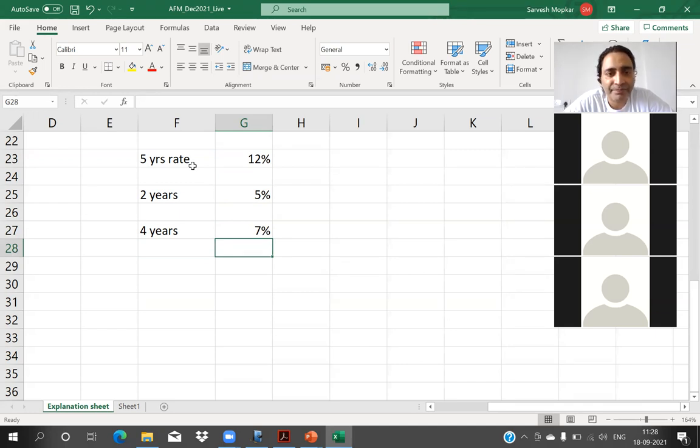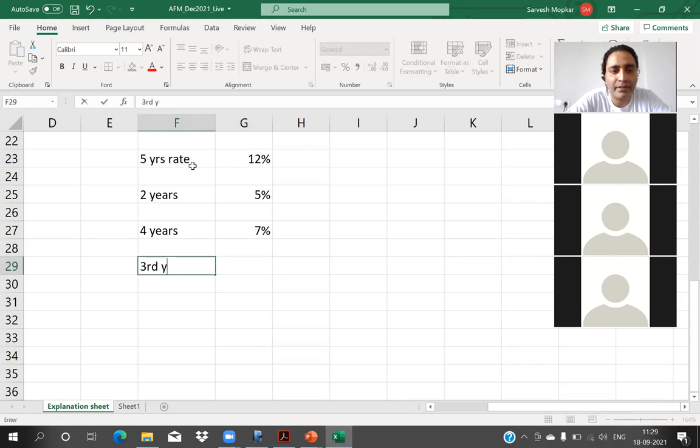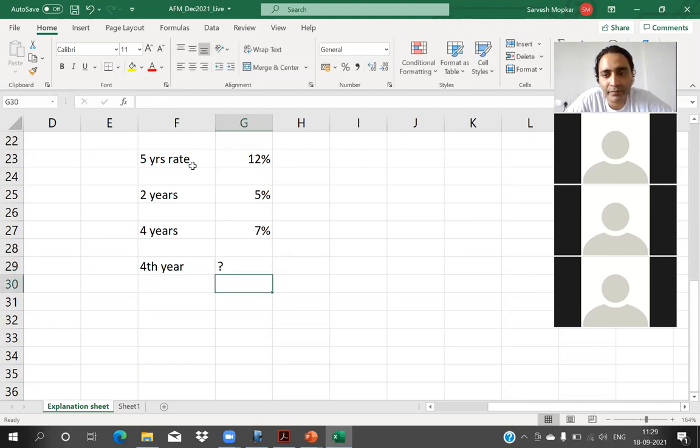I want you guys to tell me what would be the rate for third year. Or rather, you can find it for the fourth year ke liye nikal. What should be the rate? 5 years ka diya hai, 2 years ka diya hai, 4 years ka diya hai. Apne fourth year ka mujhe rate batana.